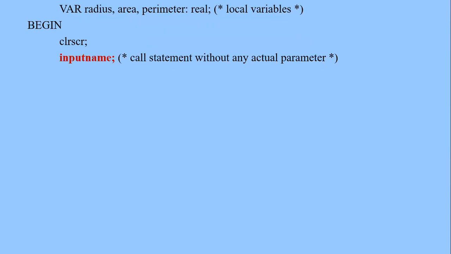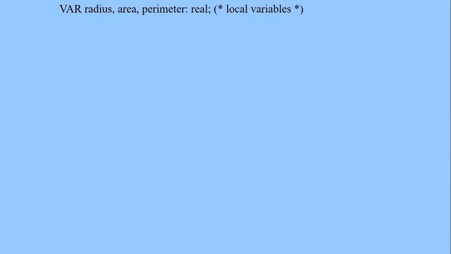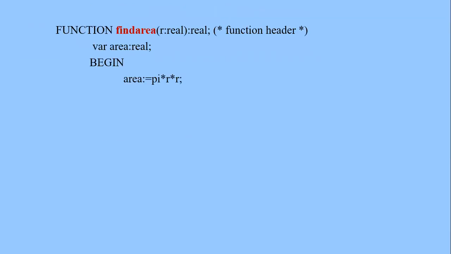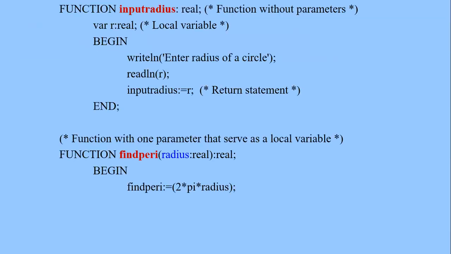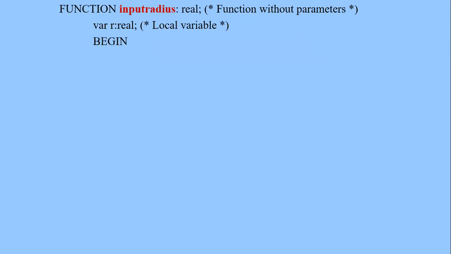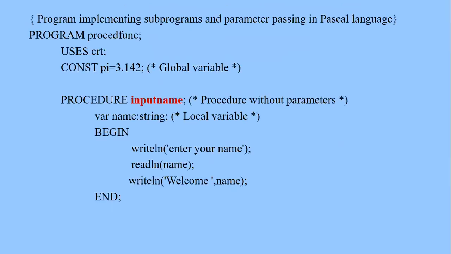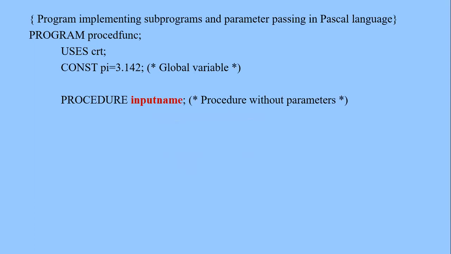Once this function is invoked, the control will be taken to the input name function. Just as I said, it will go to the input name. In this case, input name is a procedure. So that statement invokes a procedure called input name. So the compiler will come here. This procedure is not receiving anything.